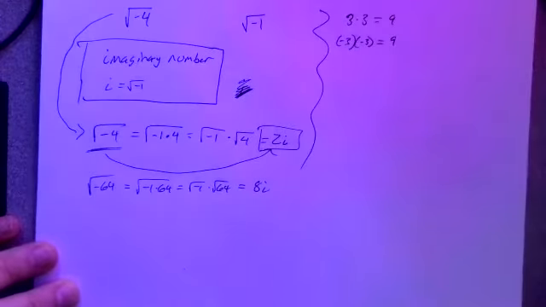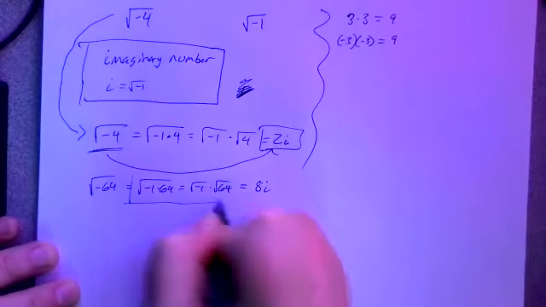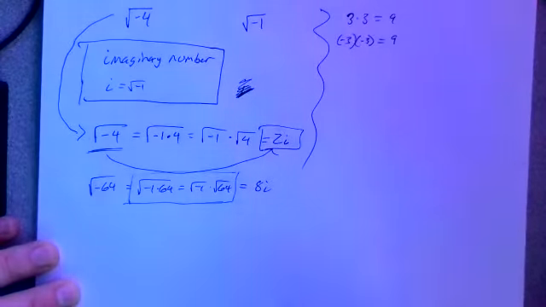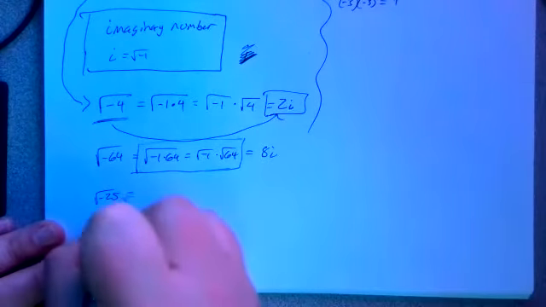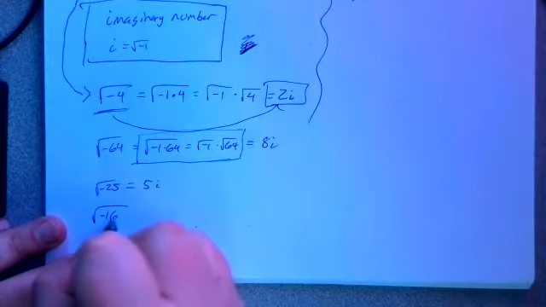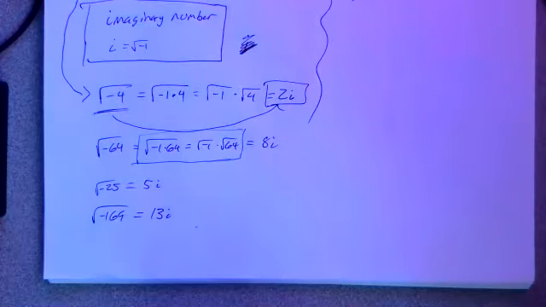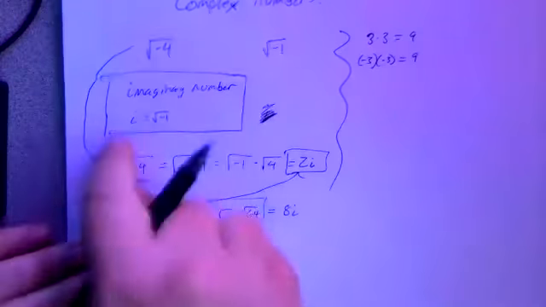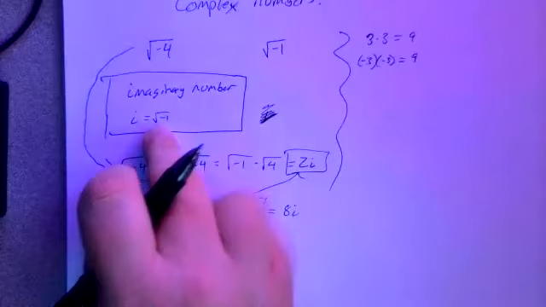You do not have to do this step here every single time. You should be able to say something like the square root of -25 is 5i, or the square root of -169 is 13i. Okay? So this is the imaginary number. The imaginary number is the square root of -1.